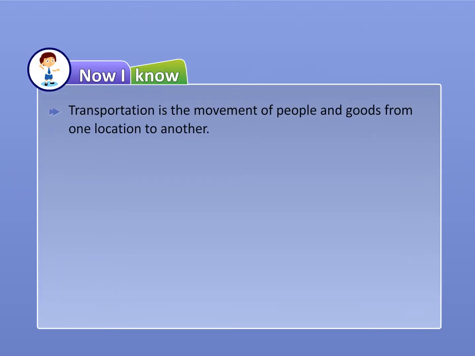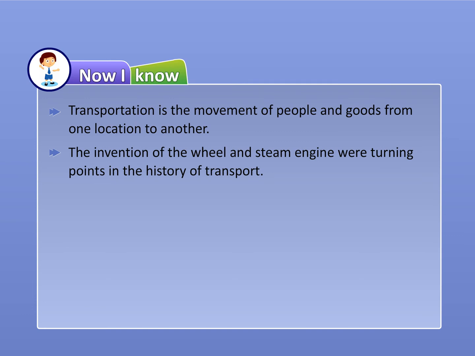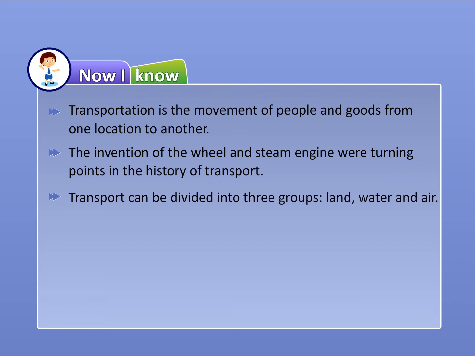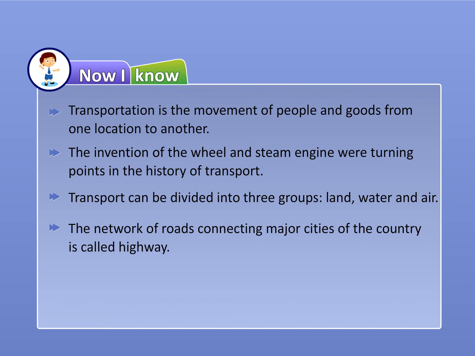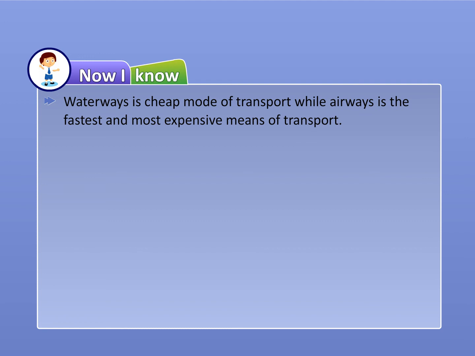Now I know. Transportation is the movement of people and goods from one location to another. The invention of the wheel and steam engine were turning points in the history of transport. Transport can be divided into three groups: land, water, and air. The network of roads connecting major cities of the country is called highway. The British introduced railways in India. Waterways is cheap mode of transport, while airways is the fastest and most expensive means of transport.